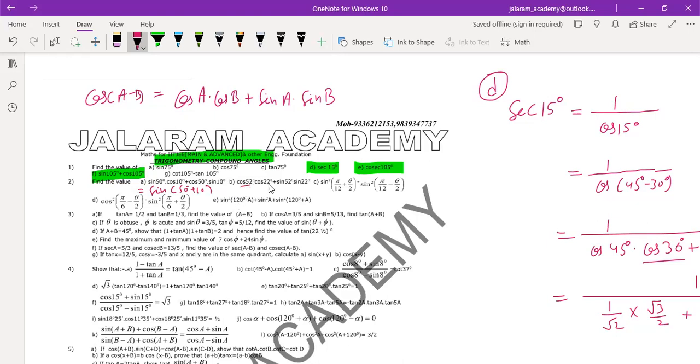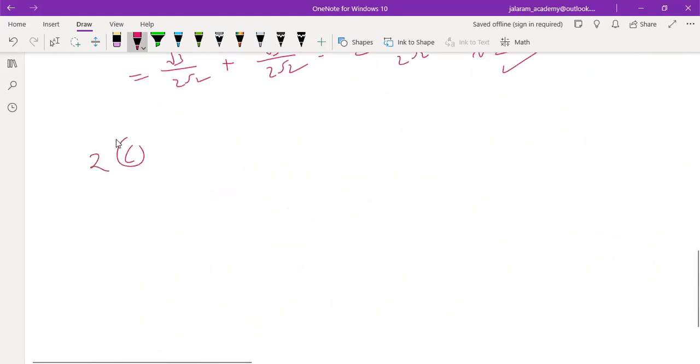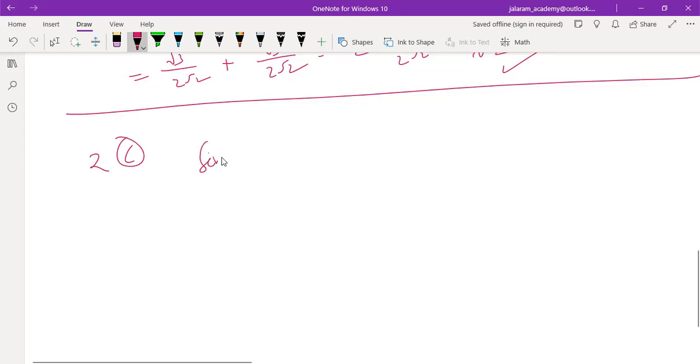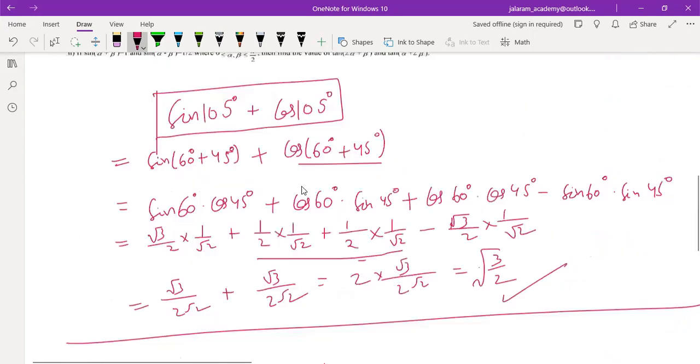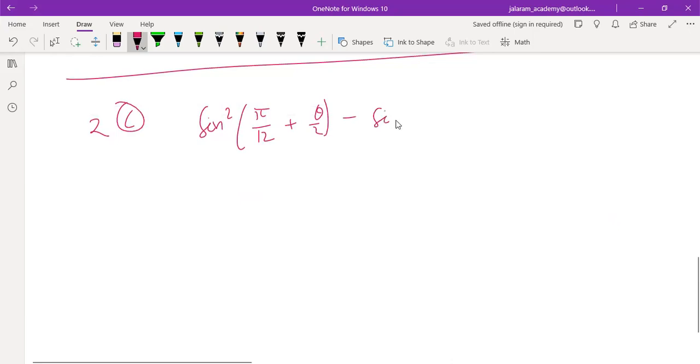That's it. Again, cos A cos B plus sin A sin B, we know that is equal to cos A minus B. So cos 30 degree, again root 3 by 2. Now this question, question number 2C: sin square pi by 12 plus theta by 2 minus sin square pi by 12 minus theta by 2.